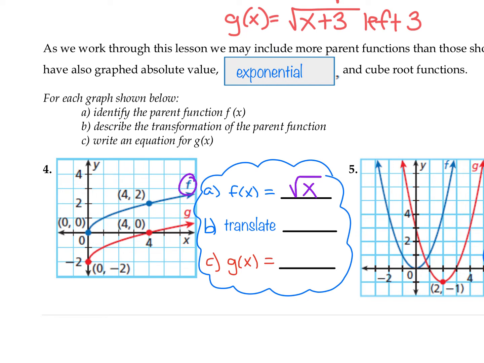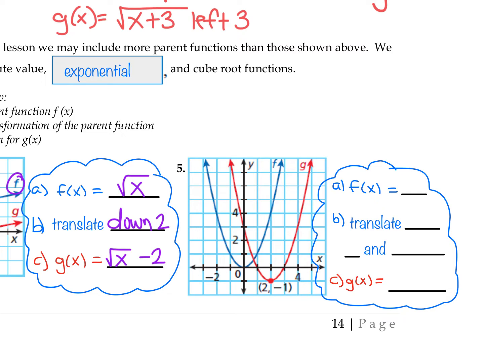So again, remember that's f. To translate, it looks like I took these points and I went down 2 units. So that's going to be a minus 2 on the outside of the equation. So g of x will equal the square root of x minus 2. And a super easy way to check that your work is right is you can just type that in your calculator. Type square root x in y equals, and then type square root x minus 2, making sure you arrow outside so it's on the outside, and then just double check that your graphs look like the ones they gave you.